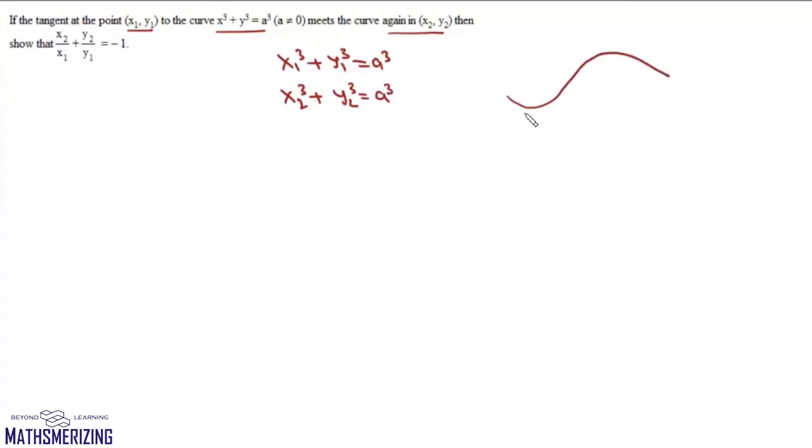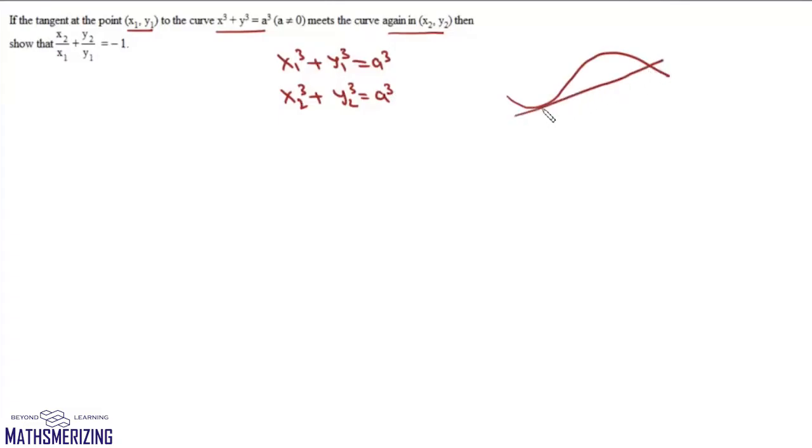Now here the question is, if the tangent at point (x1, y1) to the curve x cube plus y cube equals a cube meets the curve again in (x2, y2), then show that x2 upon x1 plus y2 upon y1 equals minus 1. Now both the points lie on this curve, so we can write x1 cube plus y1 cube equals a cube, and x2 cube plus y2 cube equals a cube. Now it says the tangent to this curve at (x1, y1) intersects it at (x2, y2).